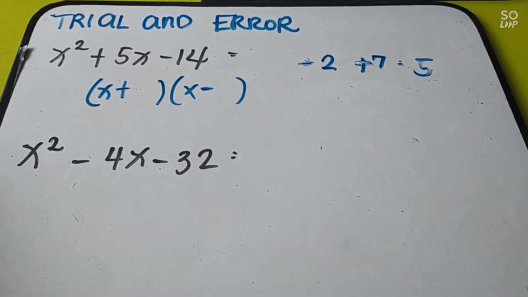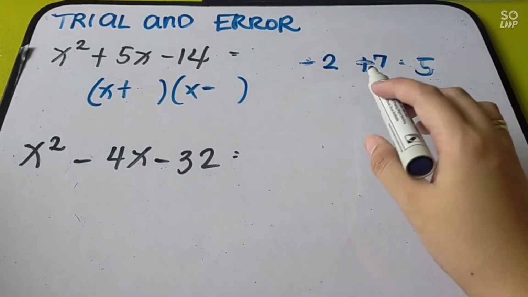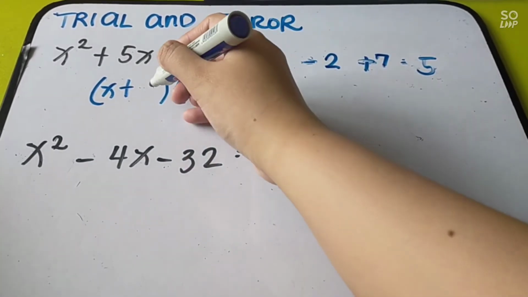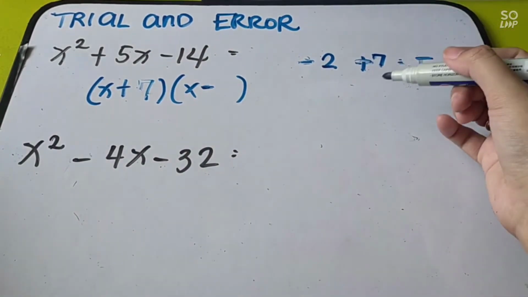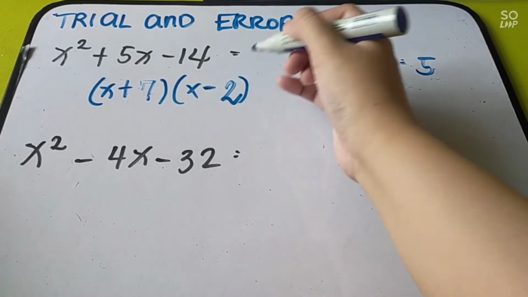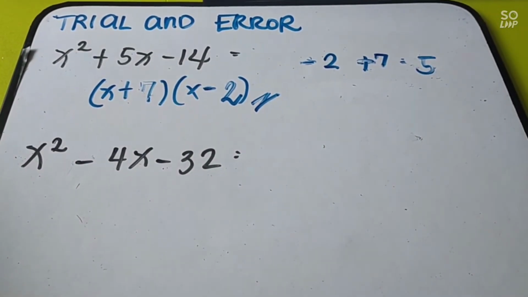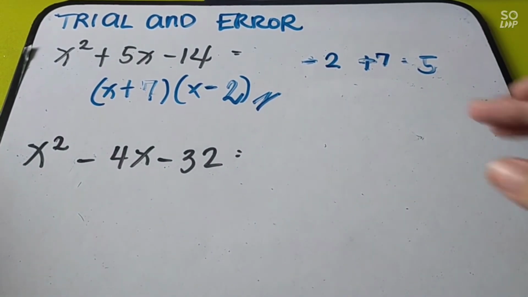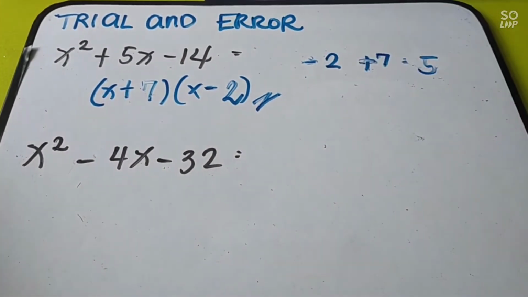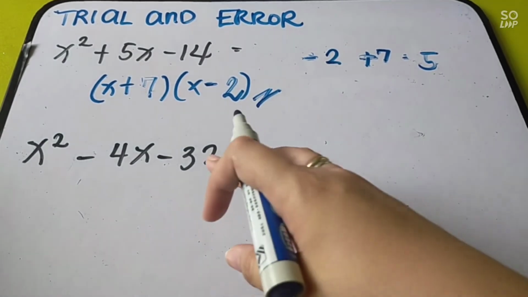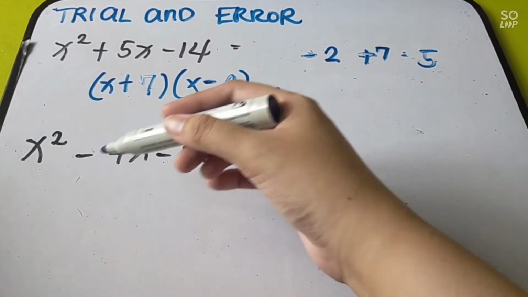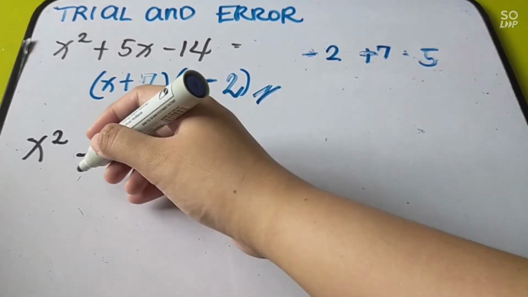Ayun na, nakuha na natin yung ating factors. So, positive daw yung 7, so dito natin ilalagay yung 7. Then, negative yung 2, dito natin ilalagay yung 2. So, ito na yung sagot mo. This is now your factors. Ganun lang kasimple. If you want to check it, use FOIL method. Okay? Next tayo. We have x squared minus 4x minus 32.